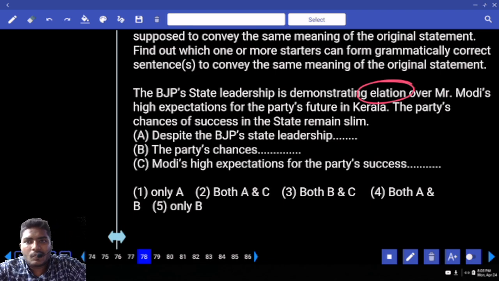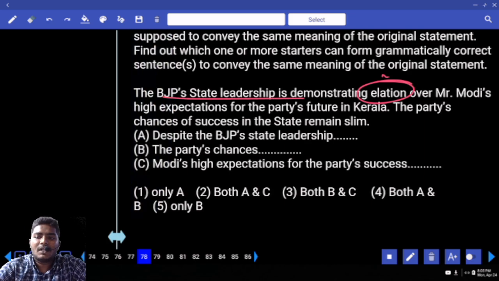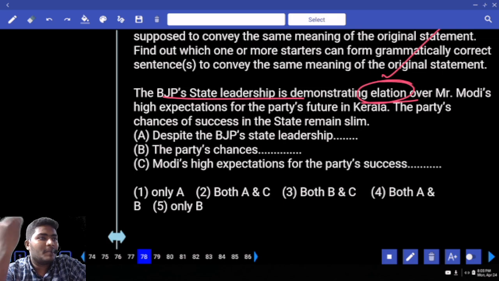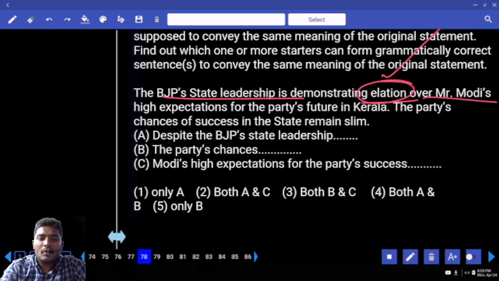Is it positive or negative? Why do you say positive? This BJP state leadership is demonstrating elation. What do we mean by elation? Happiness. They are being very positive over Modi's high expectations for the party's future in Kerala.